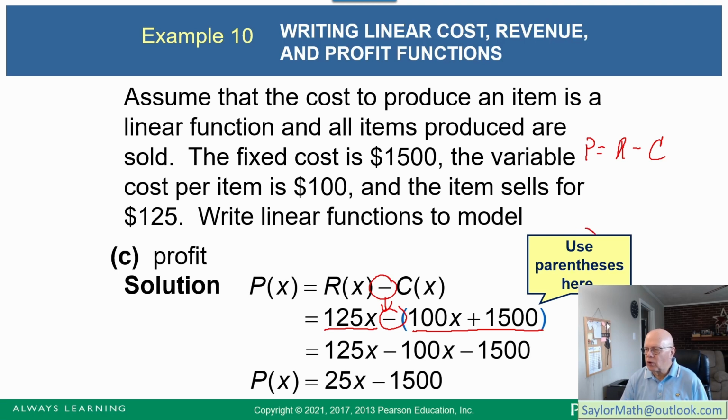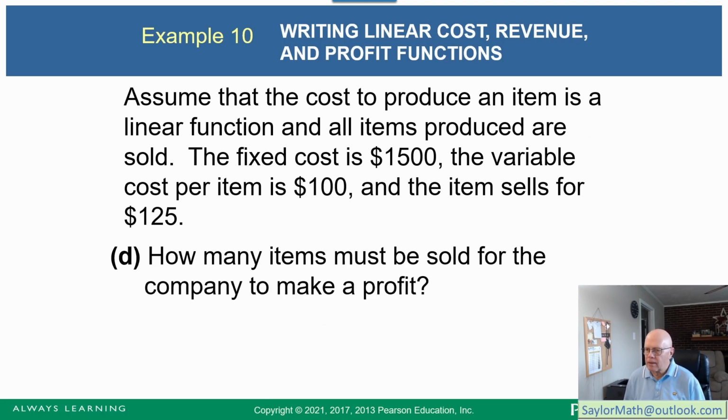A real good idea to use the parentheses. If you don't use the parentheses, you might forget that this has to be a negative $1,500, because you have to subtract the whole cost function to get the proper profit function, of course.